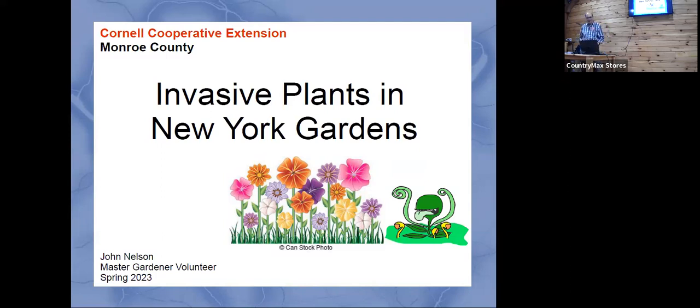Tonight we're going to talk about invasive plants. Those of you that attended some of my talks at Country Max earlier, talking about pollinators and nice plants, this is my Dr. Jekyll, Mr. Hyde thing. This is my bad plant talk.